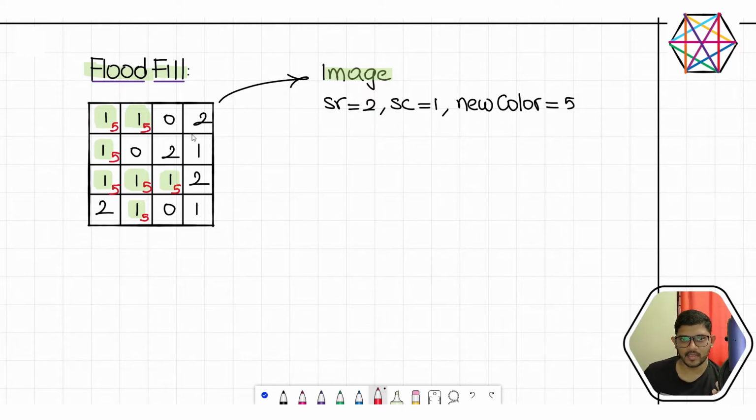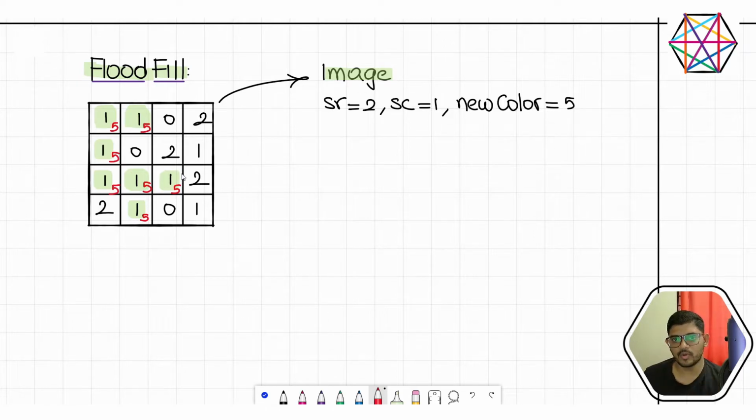We have a few more cells, but there is no way we can reach this particular cell or this particular cell starting here and only by moving up, down, left, right. There is no way we can reach these two cells, even though they have the same color as that of the original cell, the starting cell, I mean, right? So there is no way of reaching this. So that is all. Our algorithm stops here, right?